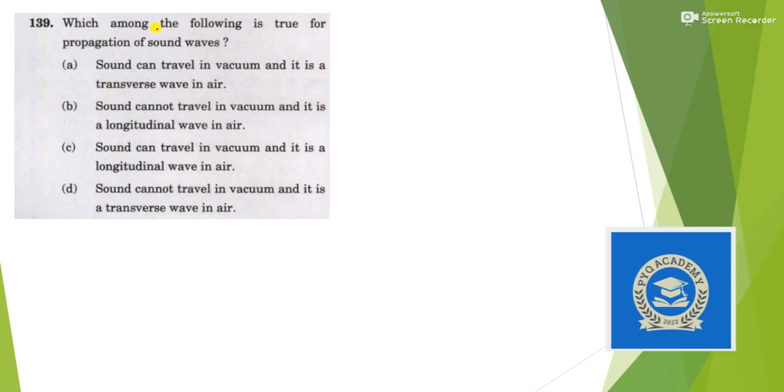Which among the following is true for propagation of sound wave? Let's go through the statements. Sound can travel in vacuum? No, it cannot travel in vacuum. Cannot travel in vacuum, and it is a longitudinal wave. Yes, this is the right option. The other says sound can travel in vacuum. No, sound cannot travel, and it is not a transverse wave. It is a longitudinal wave.